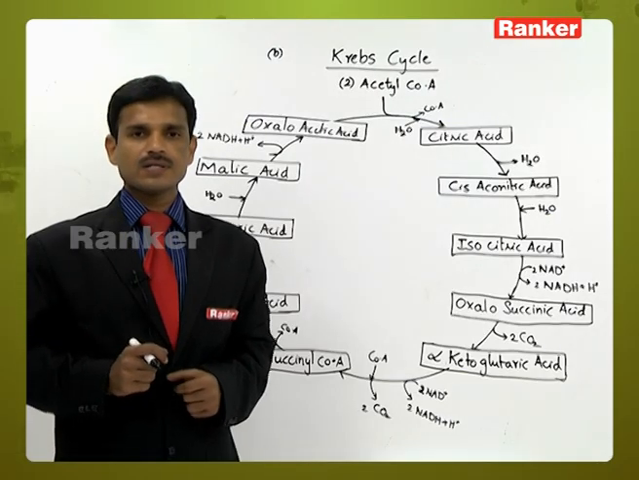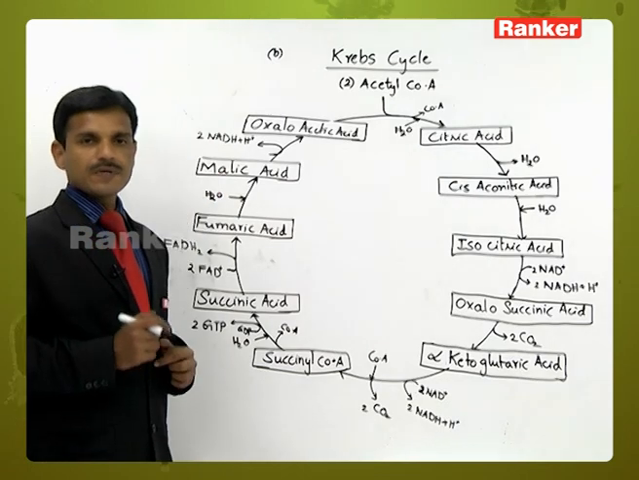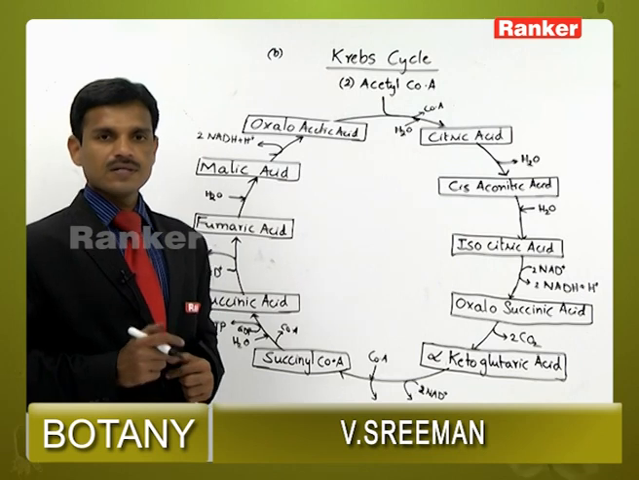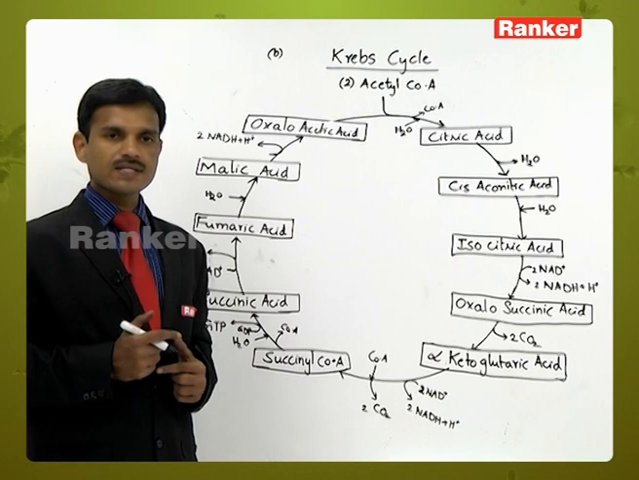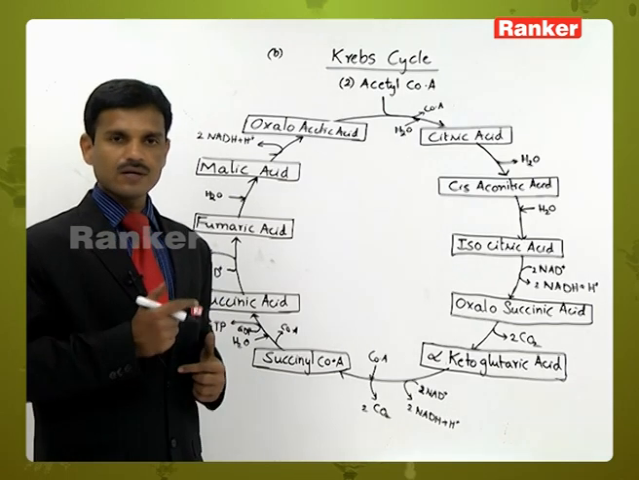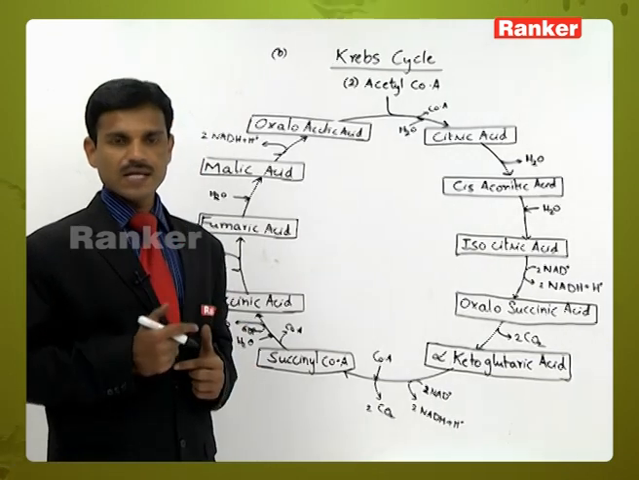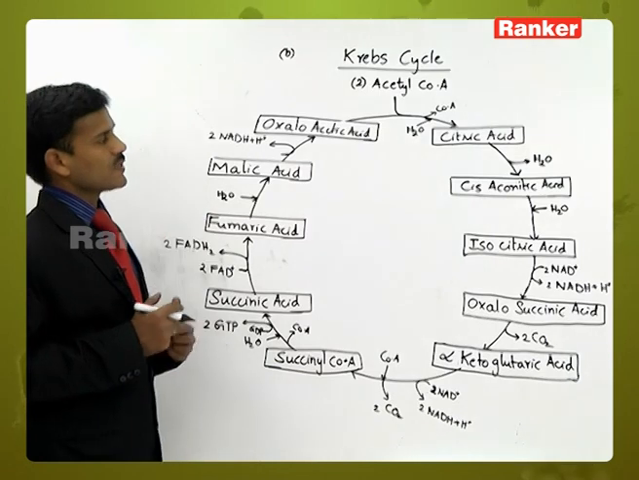Let us discuss the Krebs cycle. In aerobic respiration, the third step is the Krebs cycle. In glycolysis, the end product is pyruvic acid, which enters into the mitochondria. Within the mitochondrial matrix, the pyruvic acid is converted into acetyl coenzyme A. That is the end product of the second phase.